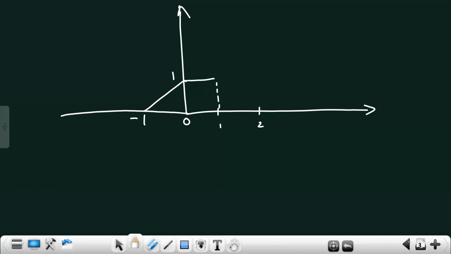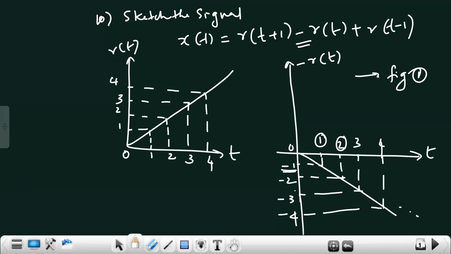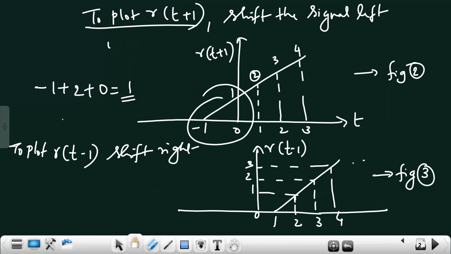In figure 1, at t is equal to 2, you are having -2, isn't it? At t is equal to 2, you are having -2 from figure number 1. Then in figure 2, you are having plus 2. So -2 plus 2. Then from figure 3, you are having 1.